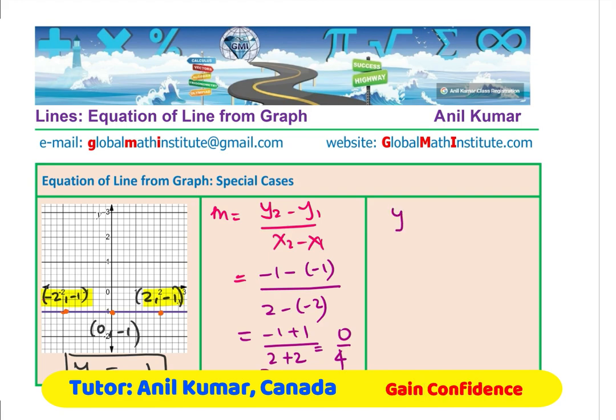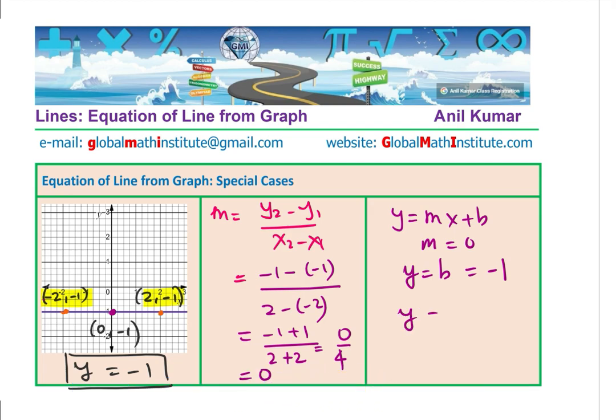So in this equation, y equals mx plus b, if m equals 0, then y equals b, the y-intercept, which is what we are saying. In this case, the y-intercept is minus 1. And therefore, the equation is y equals minus 1. Is that clear to you?